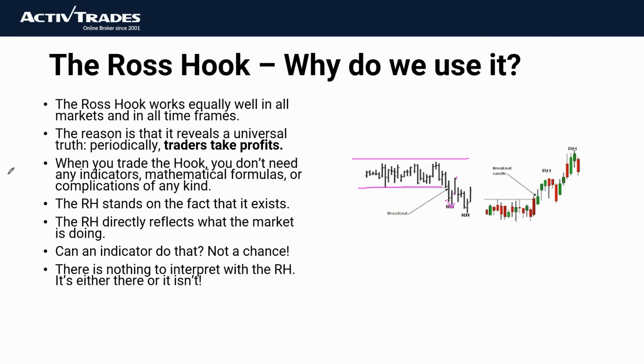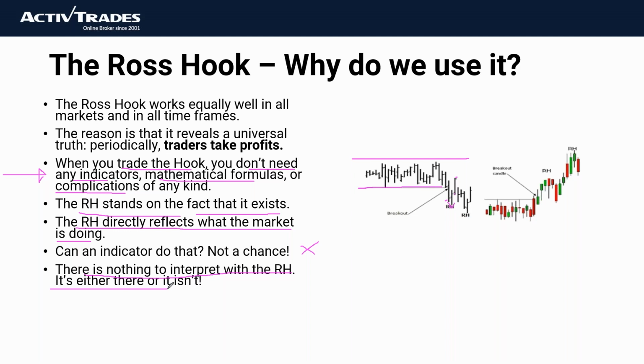The important thing, and this is something I particularly like, especially for new traders, is that when you're trading the Ross hook, you don't need any indicators. You don't need any mathematical formula, or any other complications. The Ross hook stands on the fact that it exists. It is either there or it is not. The Ross hook directly reflects what the market is doing, and you're never going to get that from an indicator. There is nothing to interpret with the Ross hook. It is either there or it is not.